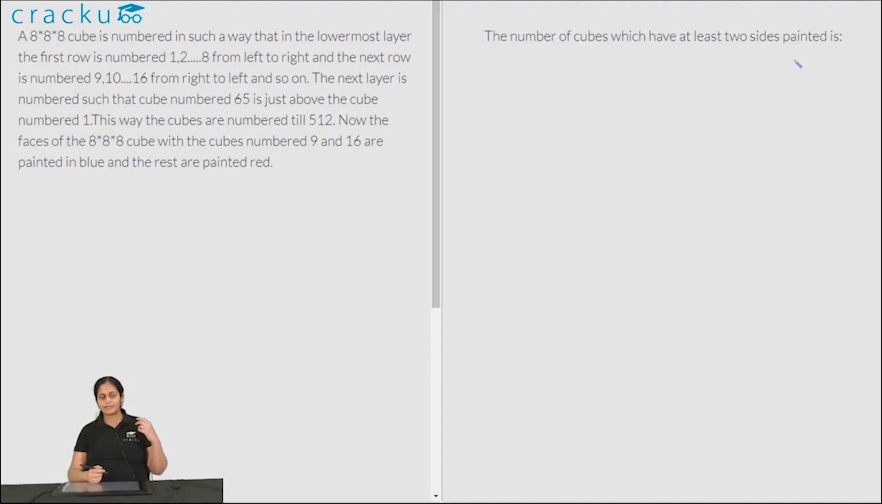So as I had said earlier, the cubes that are inside have no sides painted. The cubes on the faces have one side painted. The cubes on the edges have two sides painted, and the cubes on the corners have three sides painted. So if I say at least two sides, it is the sum of exactly 2 and exactly 3. So how many cubes have exactly two sides painted? Exactly 2 would be the edges.